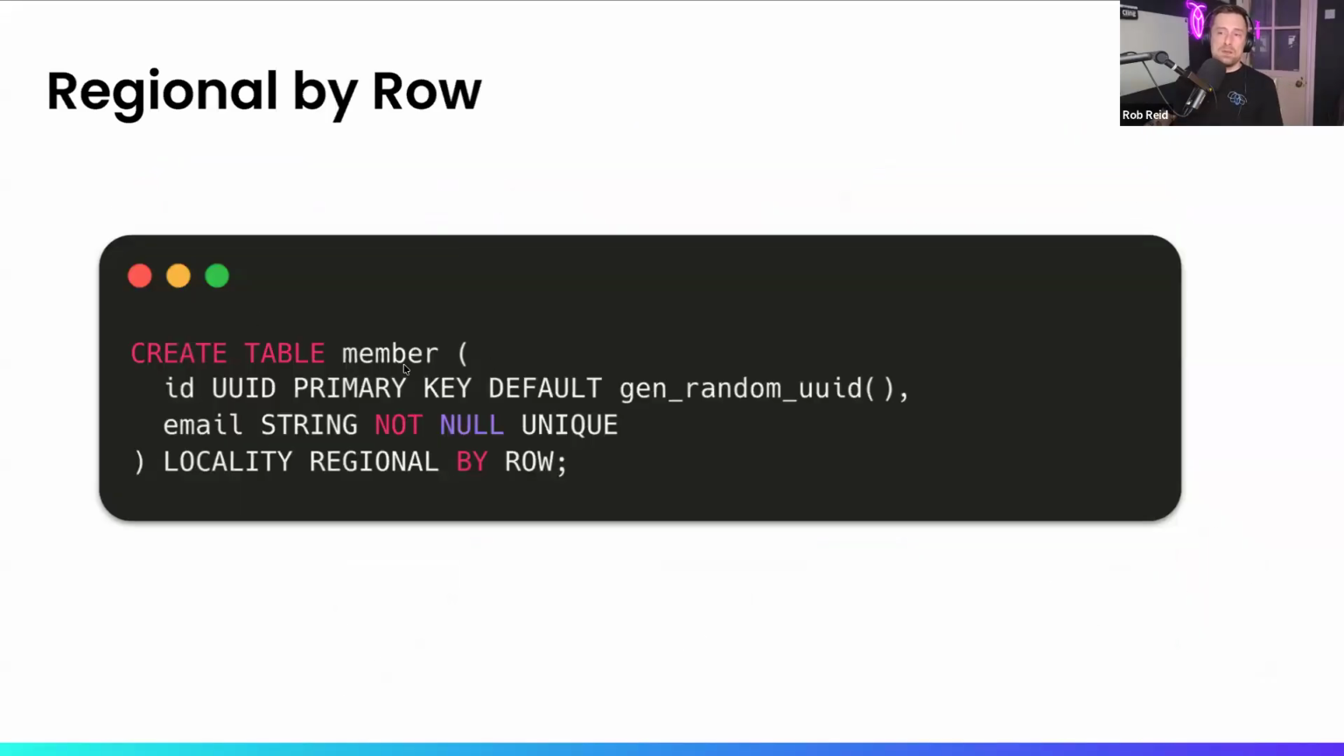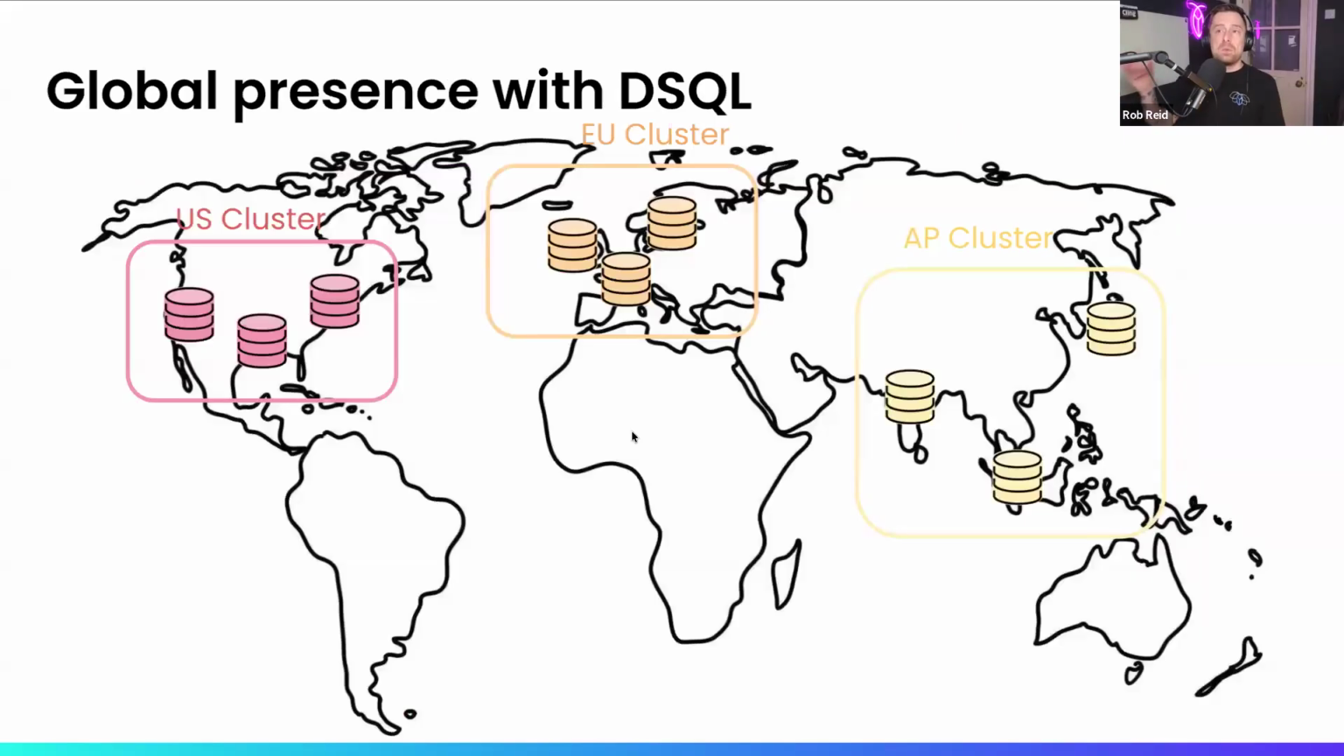You'd create a table, let's call this one member, and we simply apply locality regional by row. That will create a hidden column called by default crdb_region, which you can then set to values like us-east-1, if you want to call your regions like that. It's an arbitrary string, and that will ensure that data only lives where you need it to. This is what global presence looks like in DSQL.